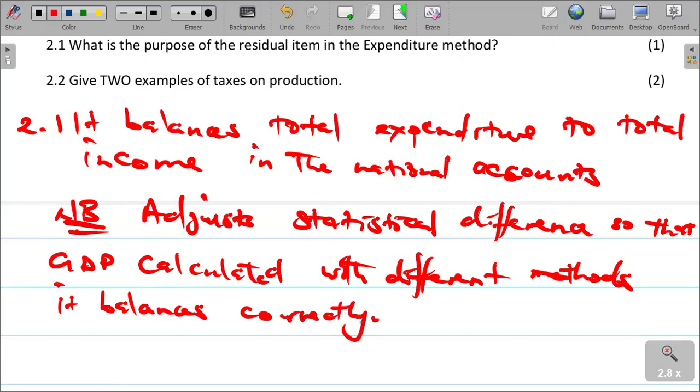That is that it balances total expenditure to total income in national accounts, which we have stated here. So please note that that is the reason for the residual item in the expenditure method. So making provision for statistical differences when GDP is calculated with different methods is so that it can balance correctly.